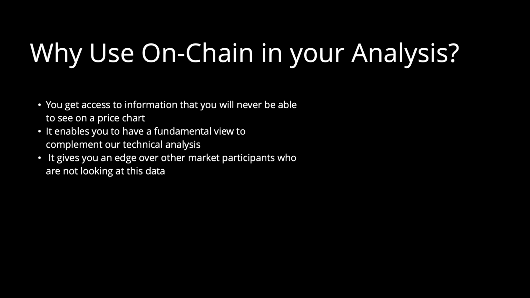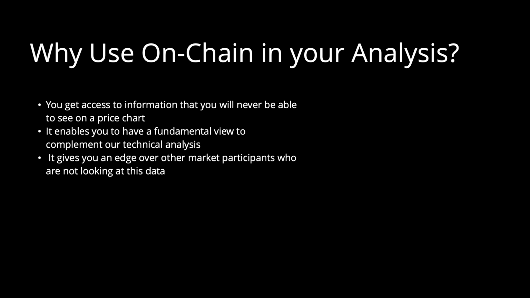Like I said, information that you will not be able to find on your price chart. Number two, it gives you a fundamental view to complement your technical analysis, guys. And this is the very important part. It's not about using one specific type of analysis. It's about combining different things to be able to have a bigger picture view, a full picture of what's actually going on in that asset class. So for example, in cryptos, we use the on-chain analysis, which gives us the fundamental view. And then we combine that with our smart money analysis on the charts and using the COT data as well to complement that on-chain analysis.